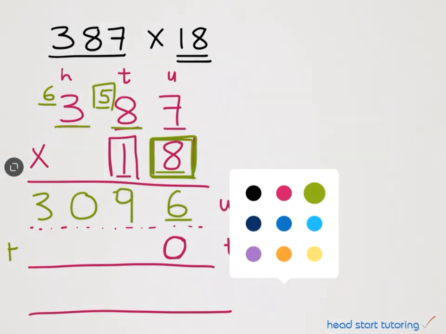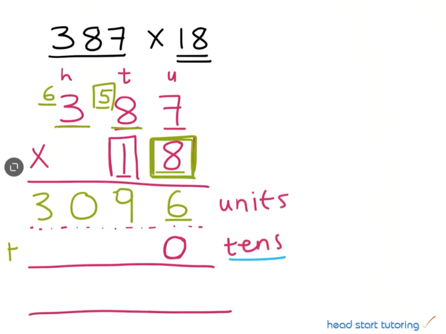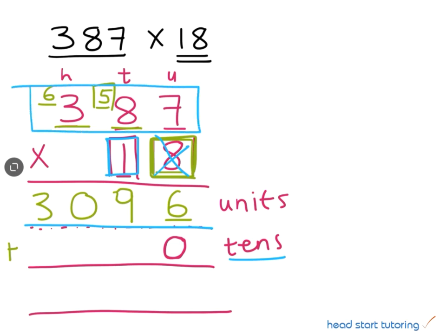Right, now we are going to be working with our tens. So we work with our 1 now. We can cross out our 8 because we've already worked with it. This is our answer when we times 8 by this number at the top. So that was our units. We've dealt with the 8, which is our units. And now we can cross these out because we've already used them.